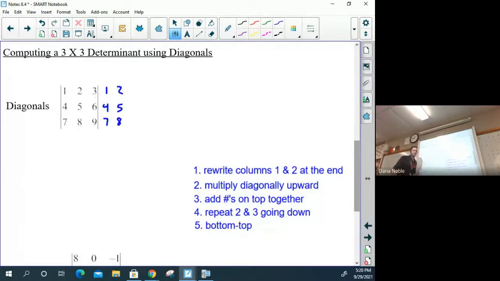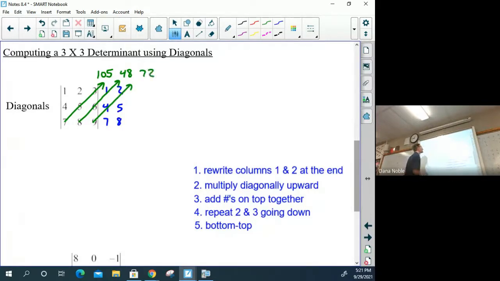Write it down. Then it says multiply diagonally upward. So we start in the bottom left, and we multiply going upward. 7 times 5 times 3. 35 times 3, 105. We write that number directly above that arrow. We then multiply 8 times 6 times 1. 48. And then one more multiplication going up because we run out of diagonals with 3 in them. 9 times 4 times 2 for 72.